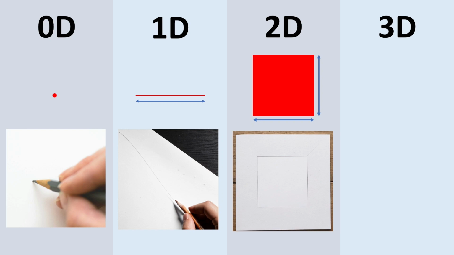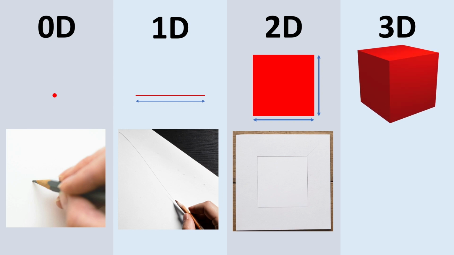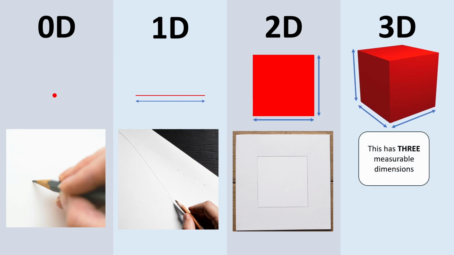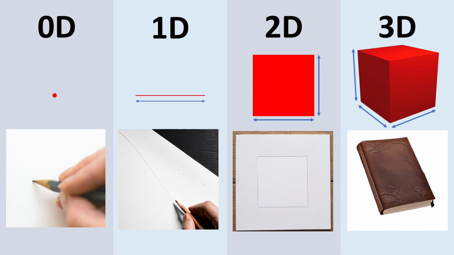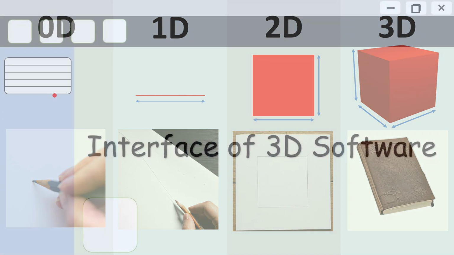And now moving on to 3D. Imagine a cube. This has three dimensions. So it's a 3D object. And our world is also 3D. For example, a book. It has a length, a breadth, and a height.